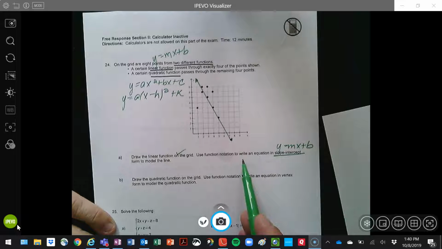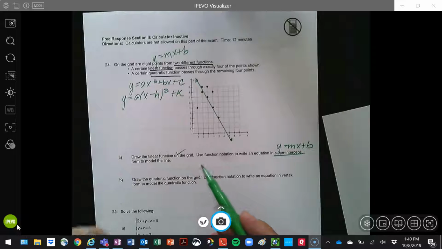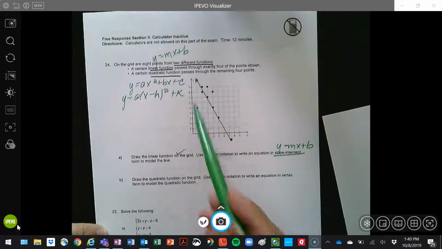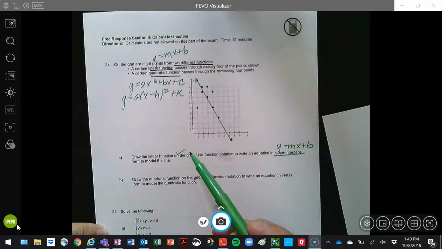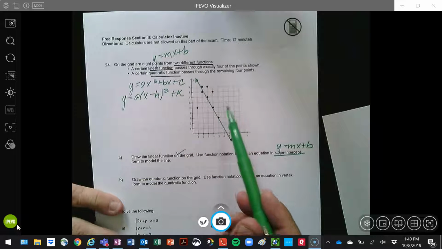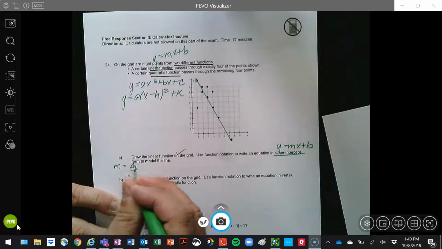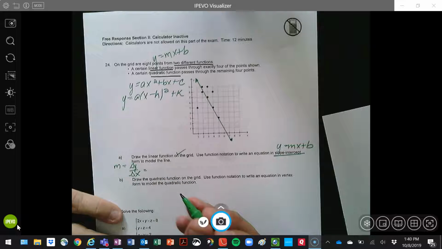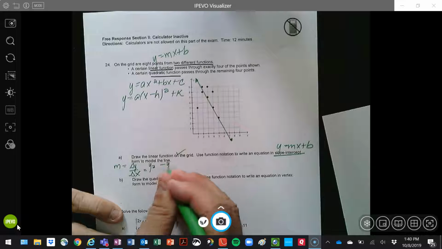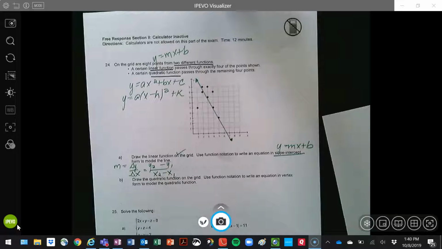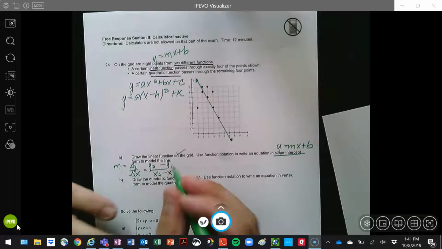Use function notation to write an equation in slope-intercept form. Now, a little bit tricky in that I have my 4 points, but none of them are a y-intercept. It's not where I'm crossing the y-axis. To find the slope, hopefully at this point in Algebra 2 we're really comfortable. Slope is change in y over change in x, or y2 minus y1 over x2 minus x1. Any way that you want to do that is fine.